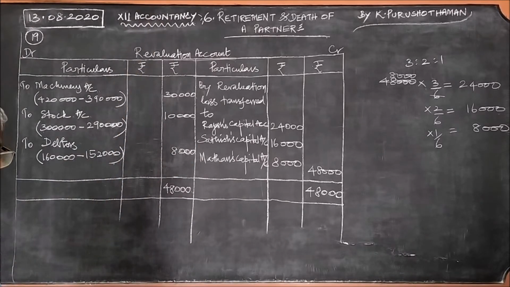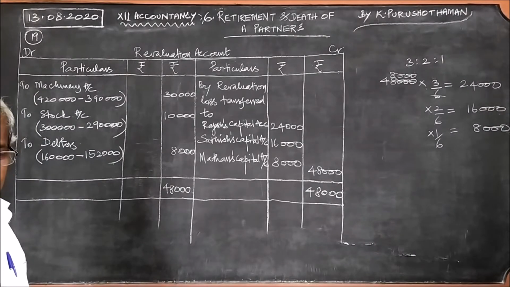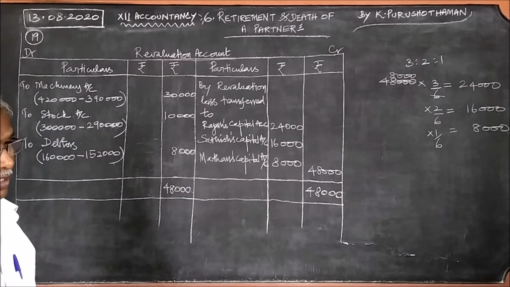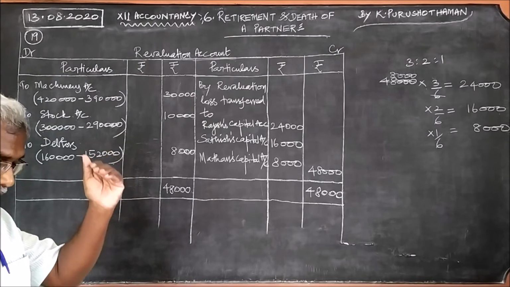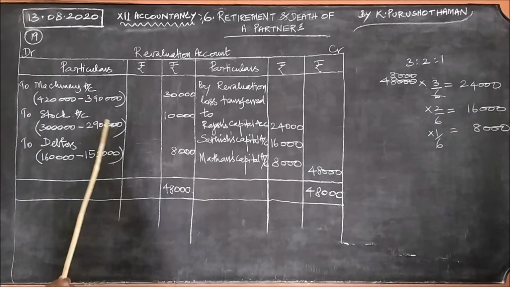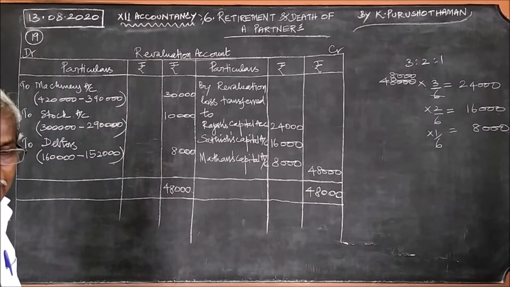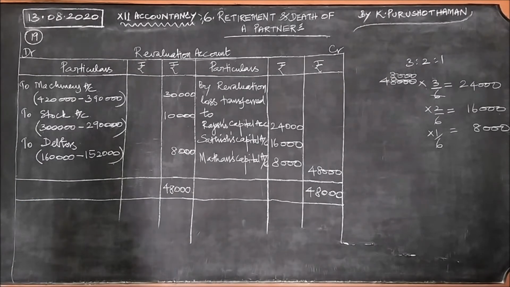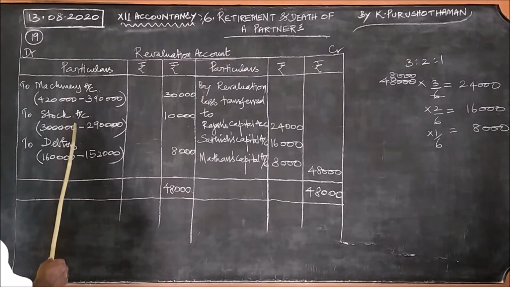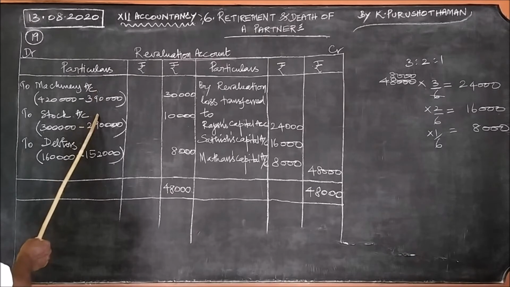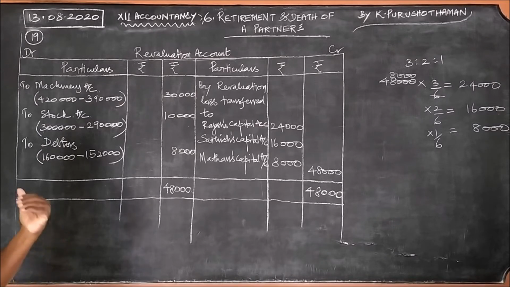Then the value of stock as per balance sheet is 3 lakhs, but now it has been valued as 2,90,000. The value of stock also has decreased. How much? 3 lakhs minus 2,90,000, it is 10,000. The third item given is debtors. These are all assets. Decrease in the value of an asset is a loss. So this is an asset, this is an asset, and the debtors is also an asset.